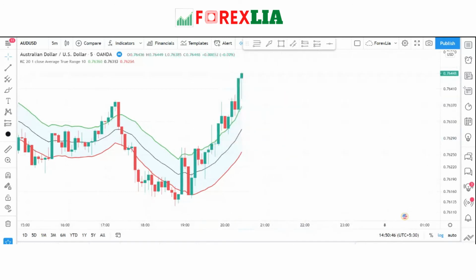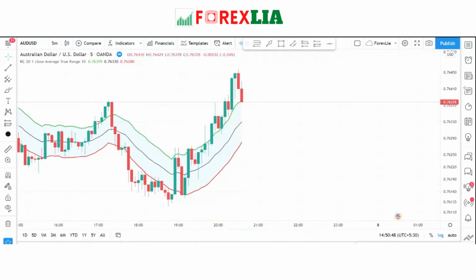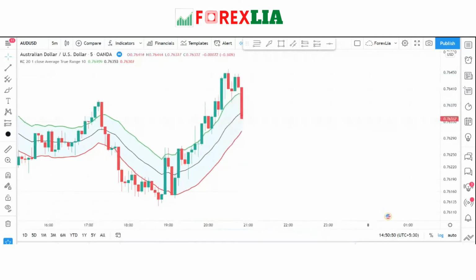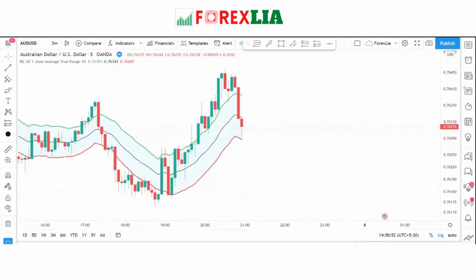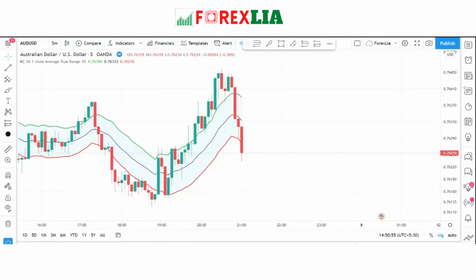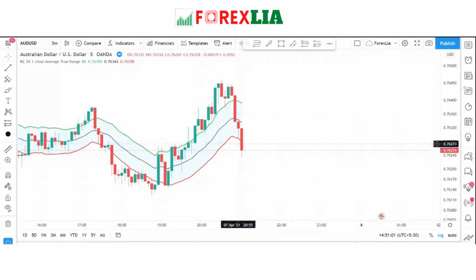When a candle crosses the lower channel without touching the middle moving average, then you take a sell trade. Now here is the indicator sell signal confirmation. We place a sell trade here.